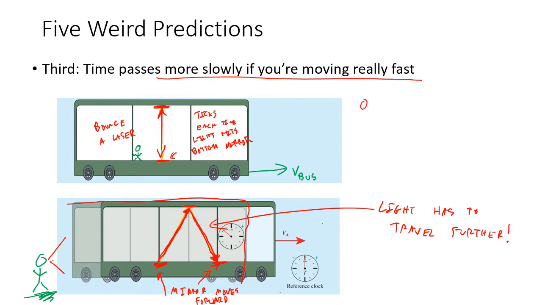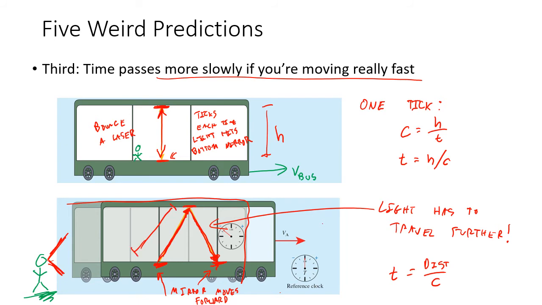So how long does one tick last? Well, if you're inside the train, you think this is how you calculate one tick. You take the height here, and you calculate velocity equals distance divided by time. The velocity here is the speed of light, so the time is the distance divided by the velocity. If you're outside the bus looking in, you also think the time is the distance divided by the velocity, but you think the distance is this larger distance, d. So you think it's d over c. And remember, you both have to agree on c. So if you agree on c and you disagree on the distance, you must disagree on the amount of time.